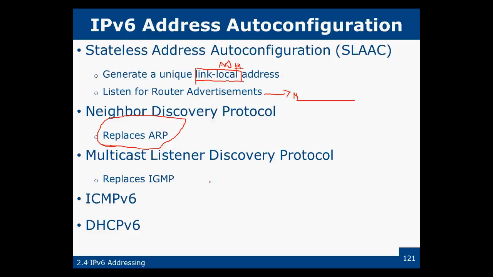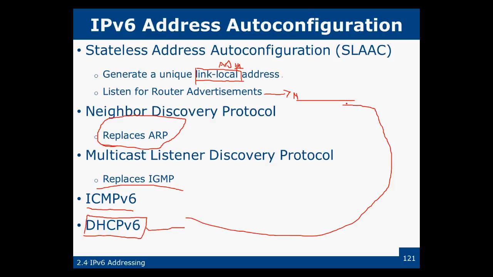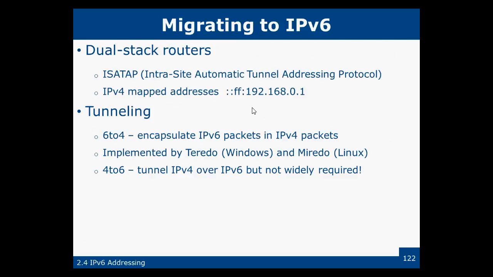The Multicast Listener Discovery protocol replaces IGMP, and remember that was the one that grouped multicast together. ICMPv6 and DHCPv6 are still there. We have DHCP, and we can have DHCP servers, but they're not necessary all the time because these two mechanisms can give us an address. But DHCPv6 is still available to assign those addresses.